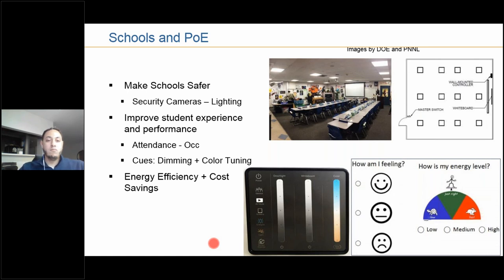Again, the fact that you can have color tuning on a PoE lighting system, and you can combine that with your security system or other IP-based devices, makes it all very streamlined. And yes, ultimately, for all the vertical markets, you can realize energy efficiency and cost savings.